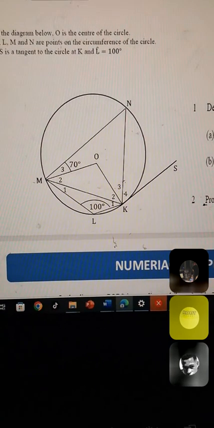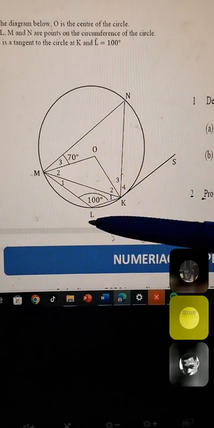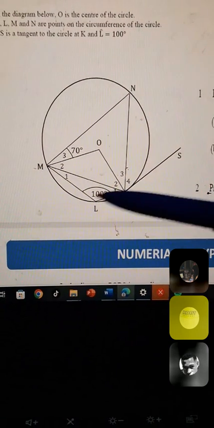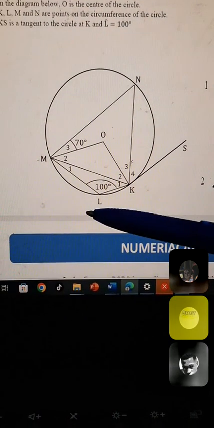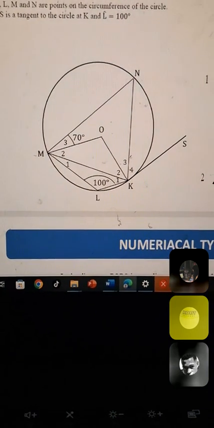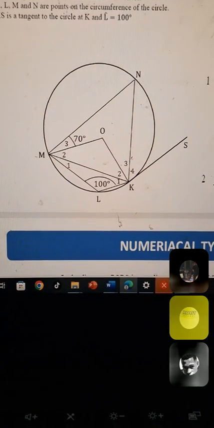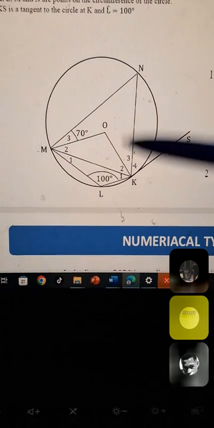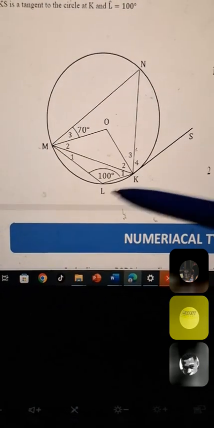I can see a cyclic quad. Please tell me the cyclic quad that you are seeing. MNKL. Why are you saying you can see a cyclic quad? I see 4 chords. Okay, that's fine. You see 4 chords, so that's NK, NM, ML, and LK.